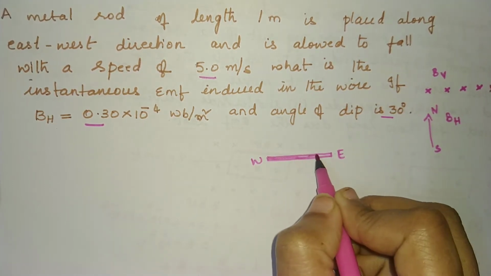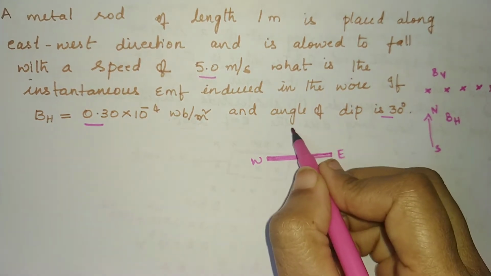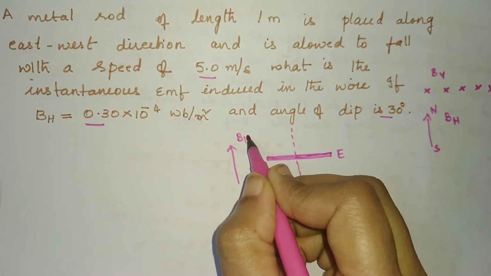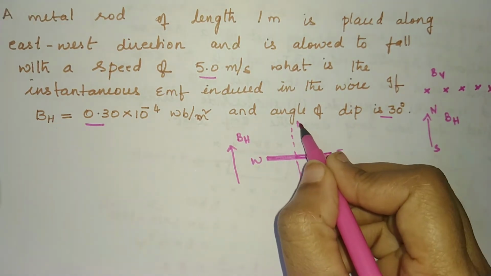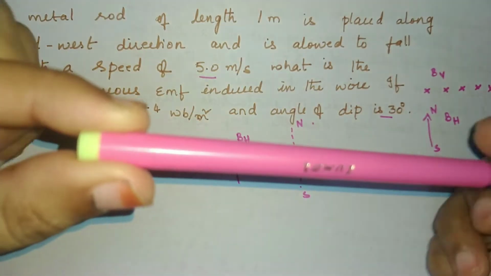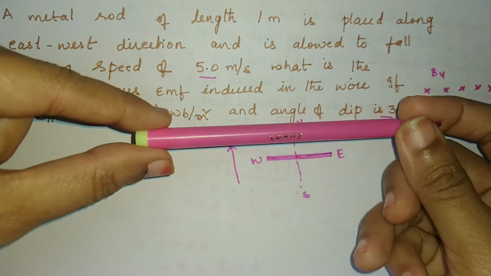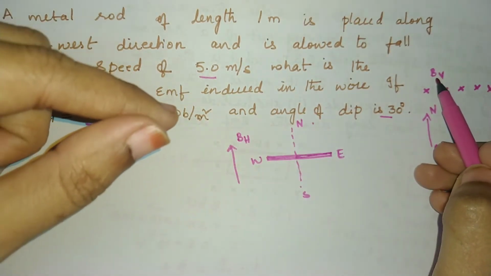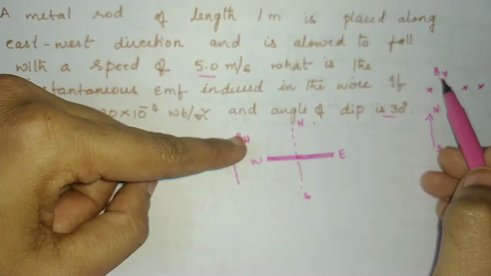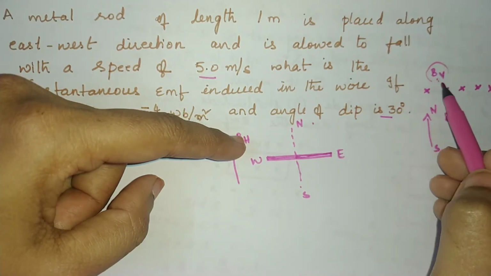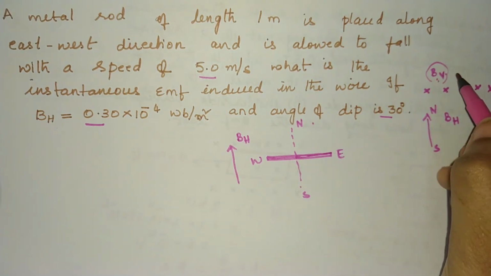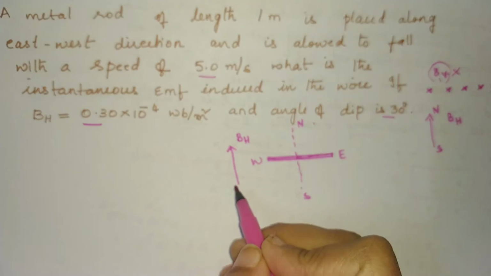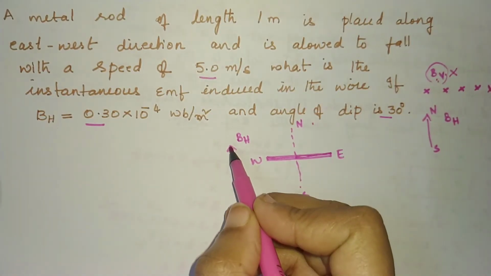We have a metal rod whose length is given, and we know there is the Earth's magnetic field. BH is directed from south to north. Since your conductor is falling vertically downward, velocity is into the plane of the paper. BV is also acting into the plane of the paper. Since velocity and BV are in the same direction, no induced EMF will be there due to the vertical component, but there is induced EMF due to the horizontal component.